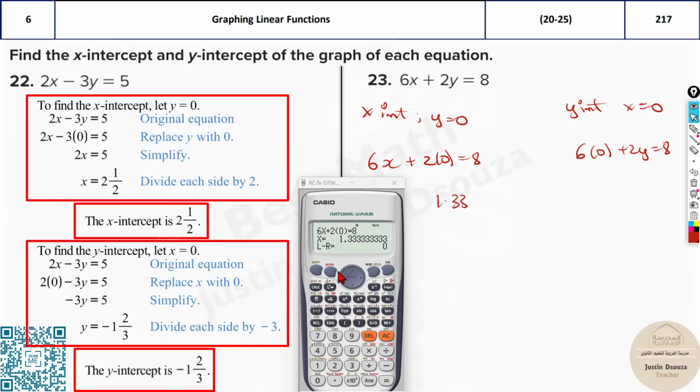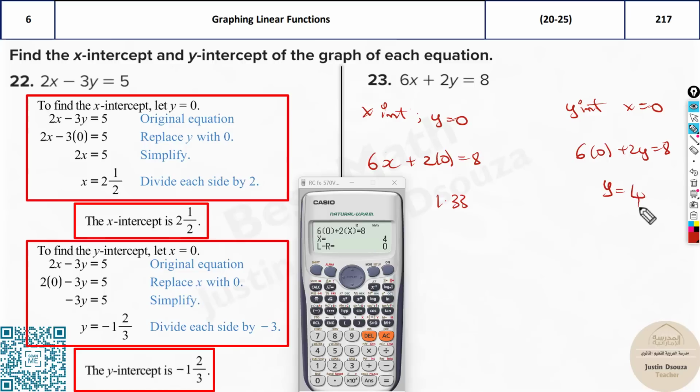Now here at the right side, the same equation, isn't it? Just change this to x. So it's x. And then over here, this x, you just have to multiply it by 0. And then press shift and solve. Here the answer is 4. So y-intercept is 4, whereas the x-intercept is 1.333, right?